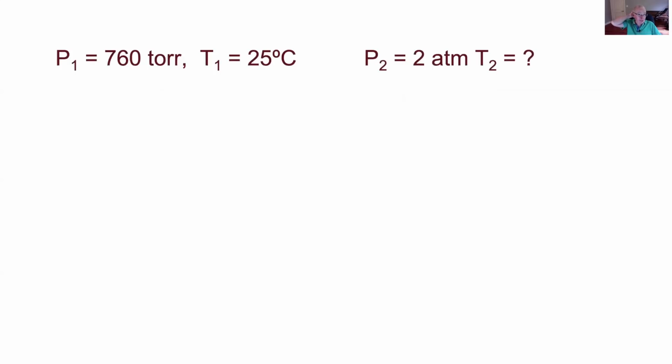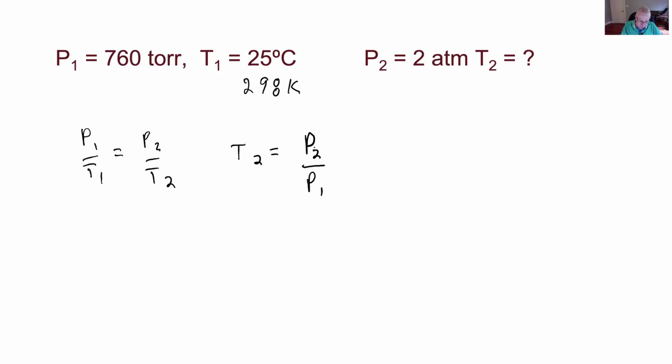These are the parameters I've got, right? At the original conditions, I'm going to call that 1. I had 760 torr for the pressure and 25 degrees C, which I'm now going to call 298 Kelvin for the temperature. I want to know what the temperature will be when I get to 2 atmospheres. So my equation said P1 over T1 equals P2 over T2. We want to know T2, so let's solve for T2. T2 is equal to P2 over P1 times T1.